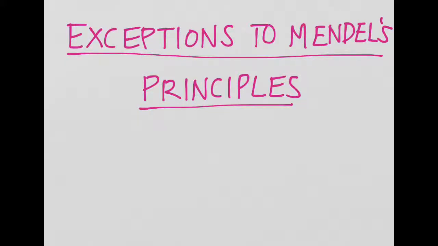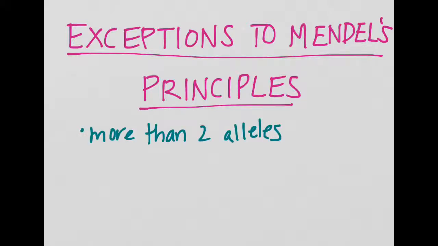In this screencast, we're going to talk about a couple of exceptions that we have to Mendel's principles. Not all genes are always going to show a pattern of dominance and recessiveness. Sometimes, for two genes, there could be more than two alleles. Many times, there are traits that are controlled by more than one gene. So, let's look at some of these exceptions to Mendel's rules now.